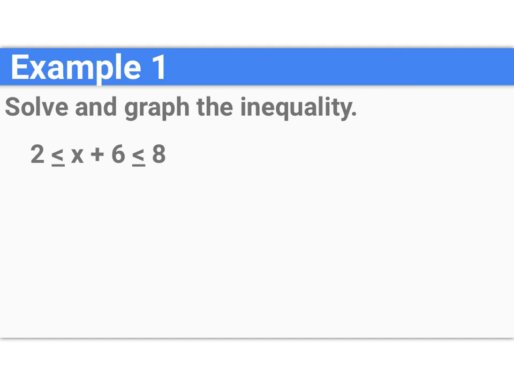Again, these get split, solve them as separate inequalities. So you have 2 is less than x plus 6, and then you have x plus 6 is less than 8. And so we subtract 6 from both sides. Negative 4 is less than or equal to x. Flip everything around. X is greater than or equal to negative 4.